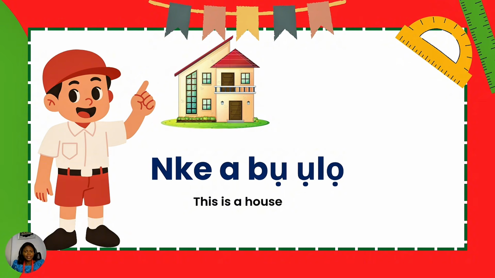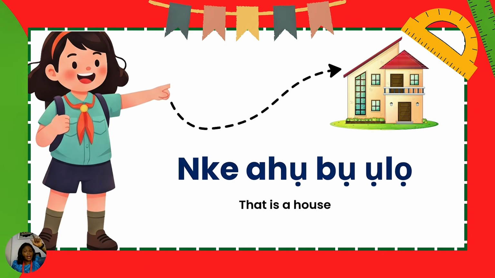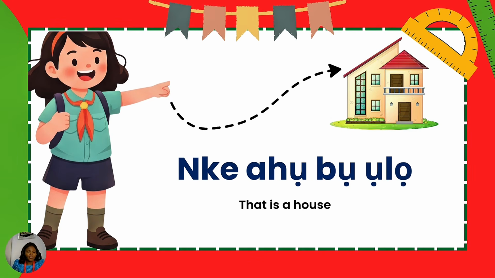The next one we'll see is nke a bụ ụlọ. Nke a bụ ụlọ. This is a house. Now, if I'm seeing that house from afar and I want to tell somebody about that house that is far from me, I will say, nke ahụ bụ ụlọ. Say with me, nke ahụ bụ ụlọ. One more time. Nke ahụ bụ ụlọ. That is a house. Good job.